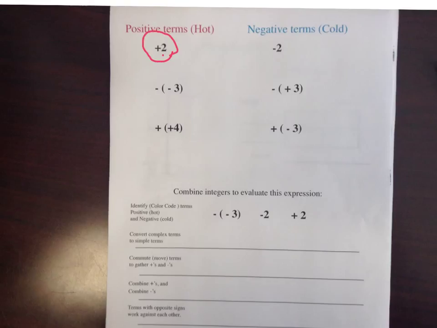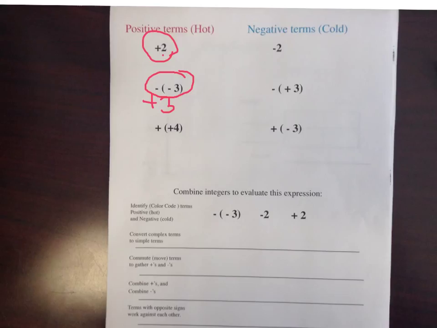That's a positive term. Underneath that, we're taking away 3 cold. And when you take away 3 cold, like you take away 3 ice cubes, you make it warmer. This is actually a positive term, and we can rewrite it in a simpler form by saying +3 or 3 hot, because when you take 3 cold away, it makes it hotter.